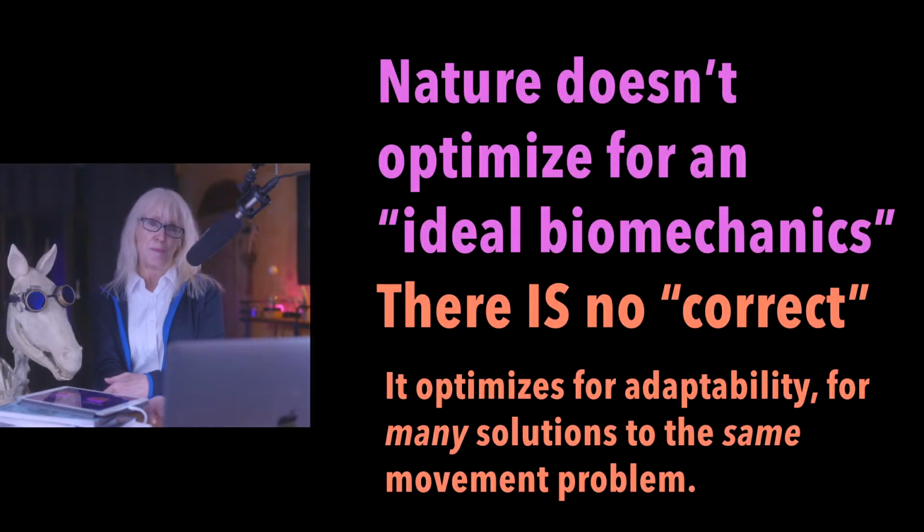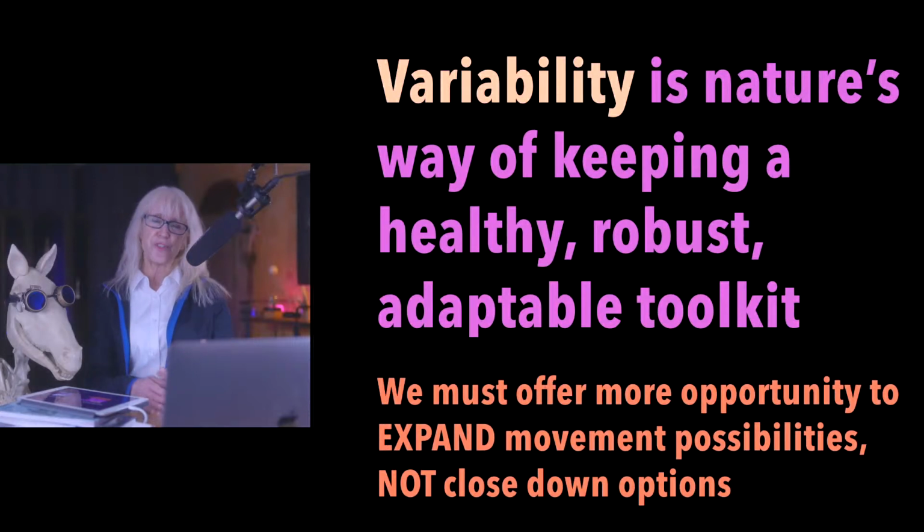So nature doesn't optimize for ideal biomechanics. It has no concept of what is correct. It does have a concept of healthy. And we see that in natural variability. But of course, the horses are not in a natural lifestyle, and they're not moving in the ways that they evolved to, because we're going to ask them to do sport that they didn't evolve for. So it's not that we don't need to give them help. It's what kind of help.